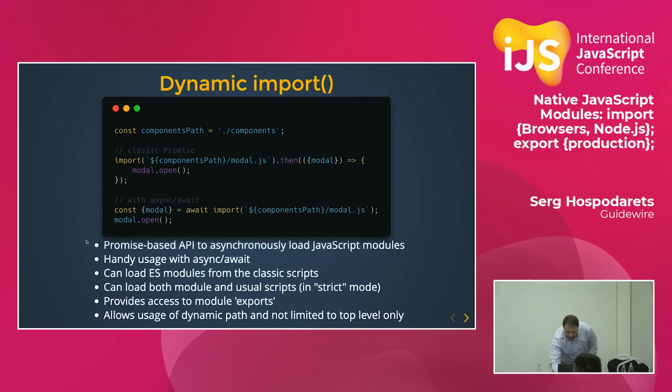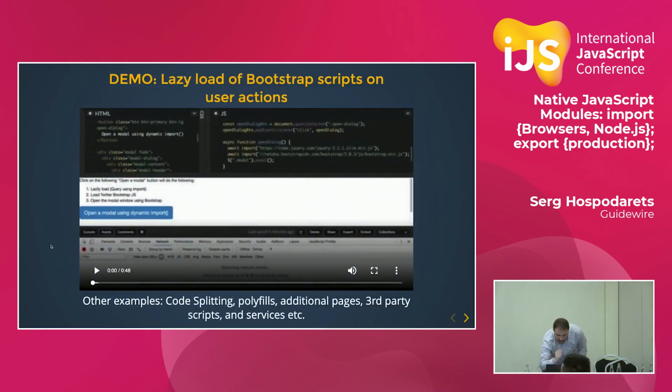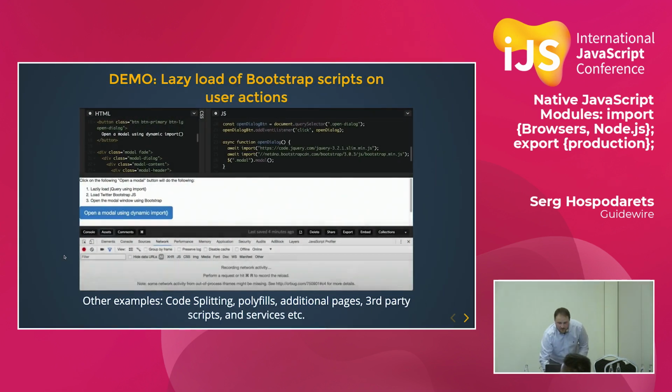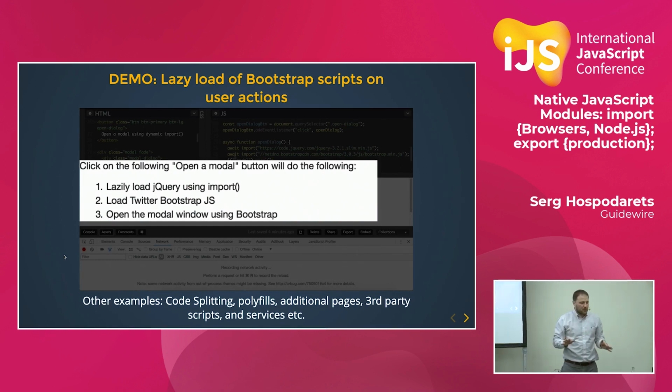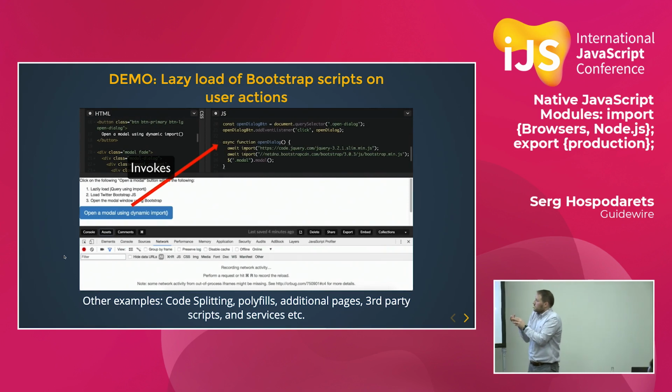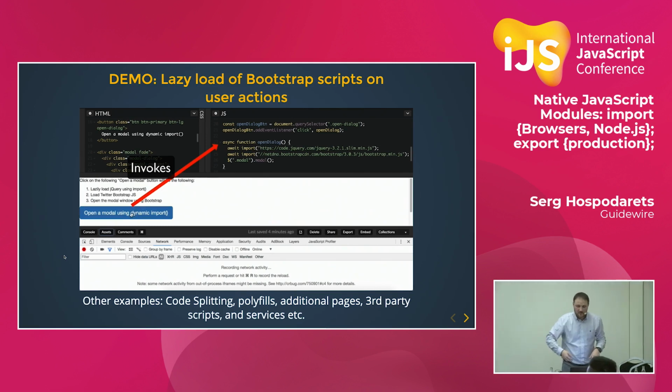Okay, and let's take a look into the example. So here is the video. As you know, Bootstrap requires jQuery. So what I want to do: at some point in your application, the user clicks a button and opens a dialog. Never before your user needed this dialog. So the first time, you need to load jQuery, then load Bootstrap, which uses jQuery, Bootstrap.js from Twitter, and then open the modal window. So take a look. As soon as the user clicks the button, we invoke an asynchronous function which says download jQuery and execute, then download Bootstrap, and then open the modal dialog.